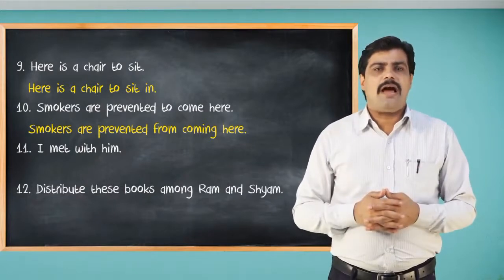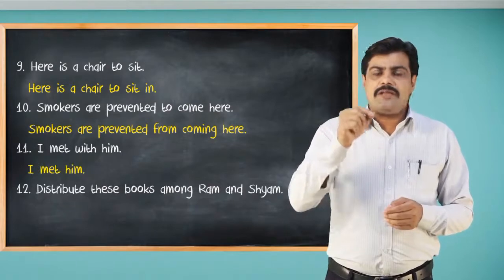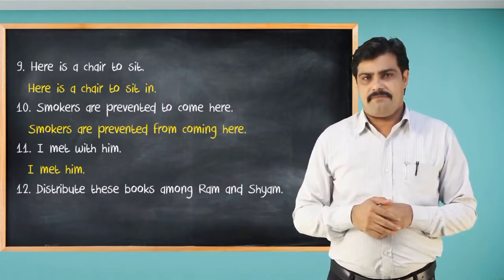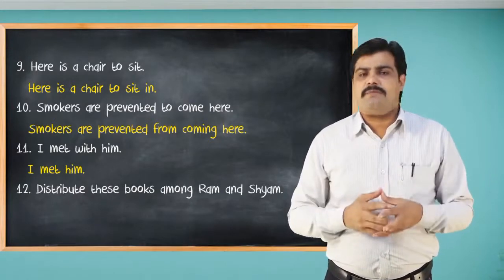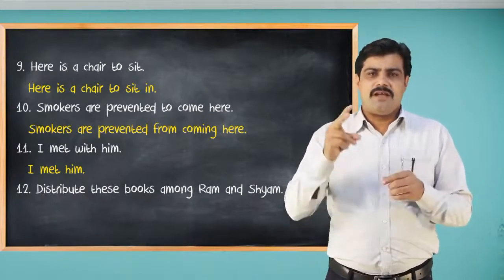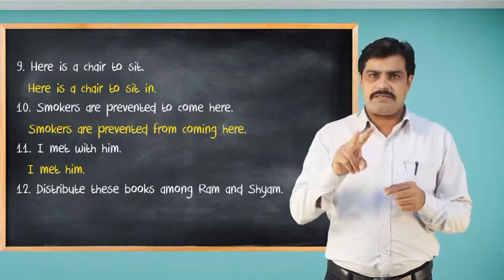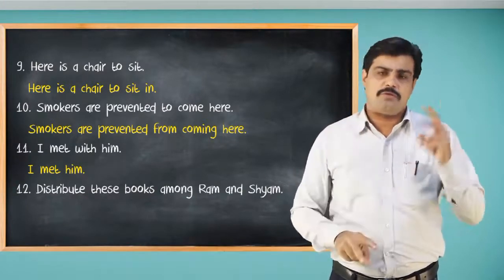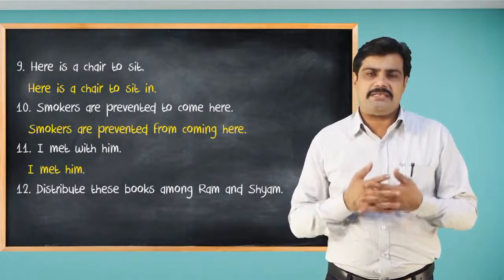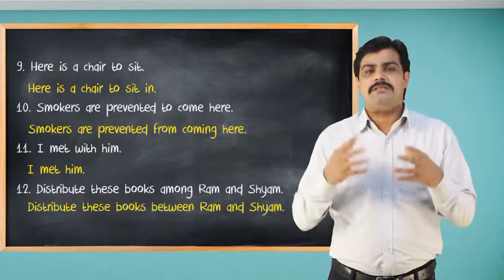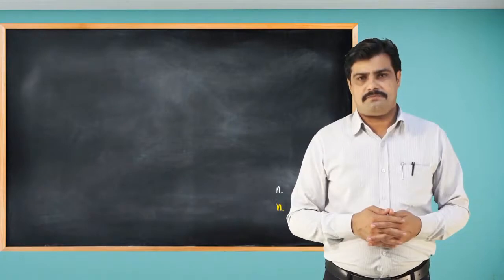Let's take the another one. I met with him. Now here erase with and say I met him. Another sentence, distribute these books among Ram and Sham. Here you see that there are only 2 people, Ram and Sham. So for 2 we use between. So between is right to use. Erase among and say the sentence, distribute these books between Ram and Sham.